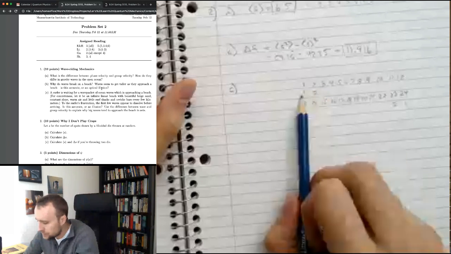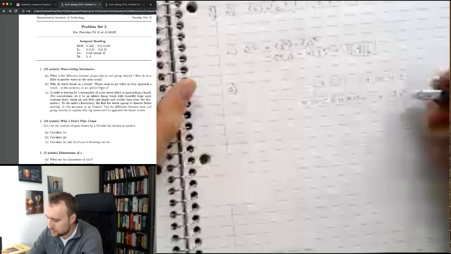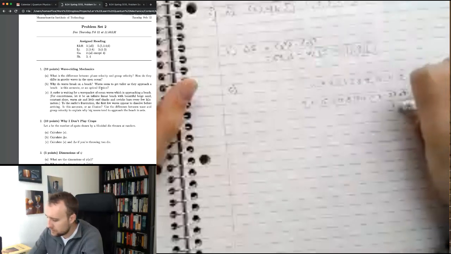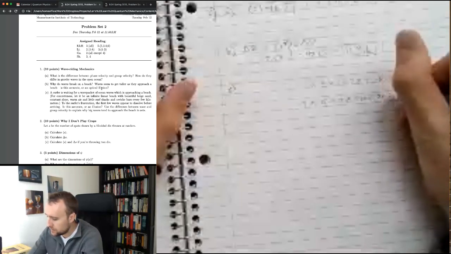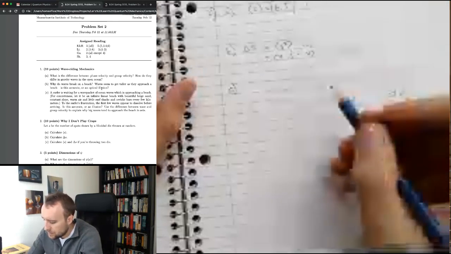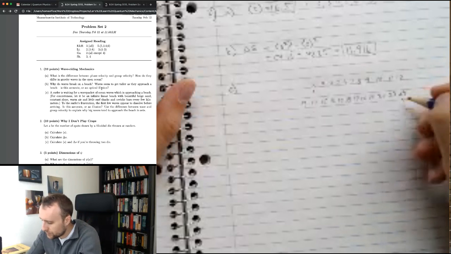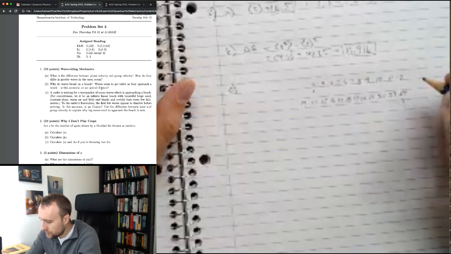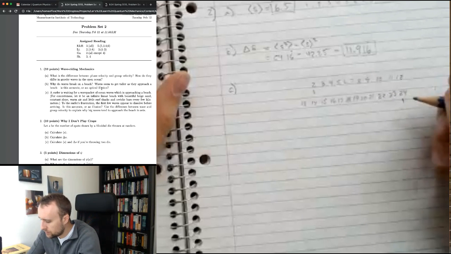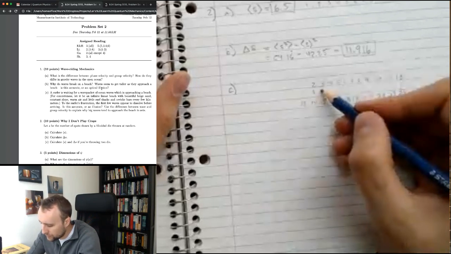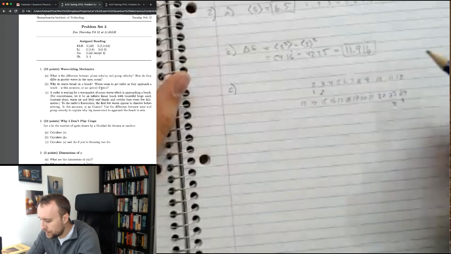So 1 we can't get, because it has to be 2. There's one way of getting 2, just one way of getting 24. 23 we can get with an 11 and a 12, or 12 and 11, so there's 2 ways of getting this. There's 2 ways of getting 3, 1 and 2.